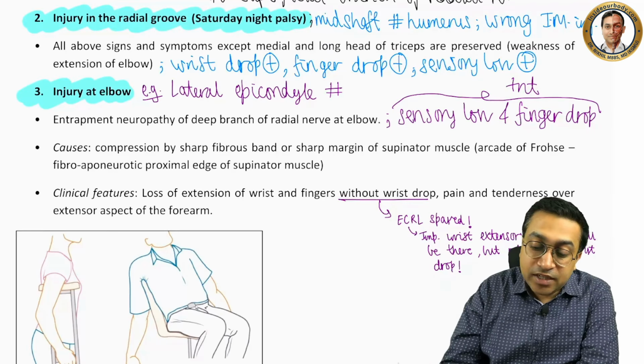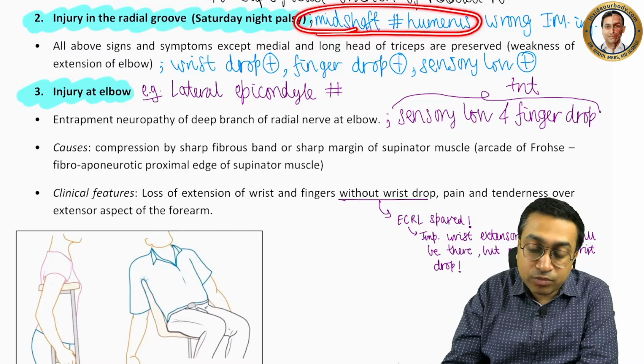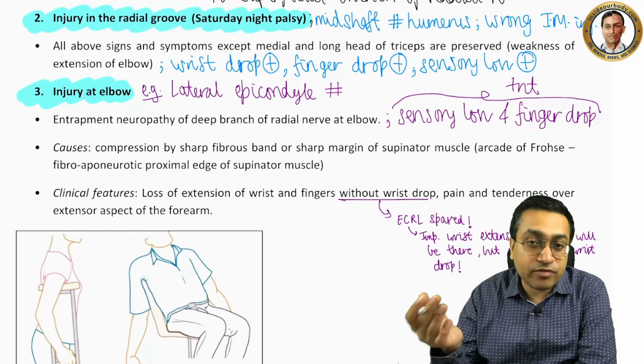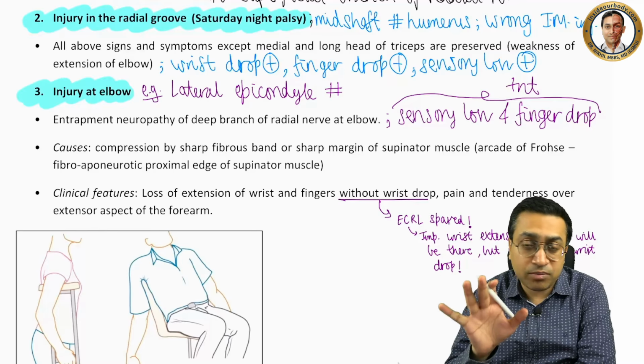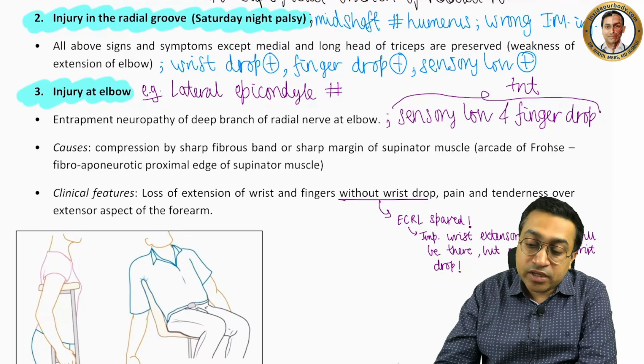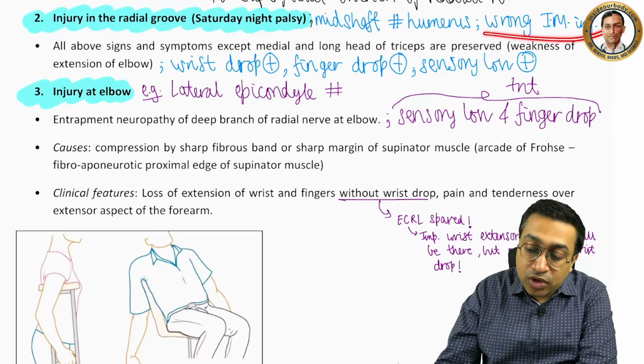There can be a mid shaft fracture of the humerus. The bone can be fractured, so there will be upper end fracture, supracondylar fracture, most common I am talking about, and then mid shaft fracture, and fracture of the neck of humerus also. Another thing, wrong IM injection.